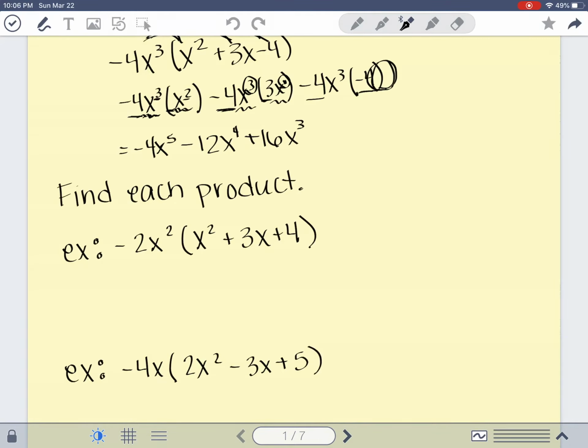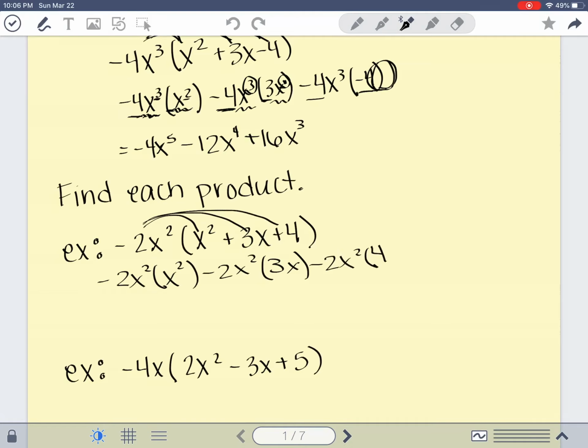So for this next example, again, this gets distributed to each term. So if you need to, you can rewrite it so that the negative 2x squared is being multiplied by each term. If you don't need to do this extra step, then you don't need to do it, but for some of you, it will help you to visualize it. All right, so again, negative 2 times, there is a 1 in front, so we have negative 2. X squared times x squared, those get added together, so we get x to the 4th power.